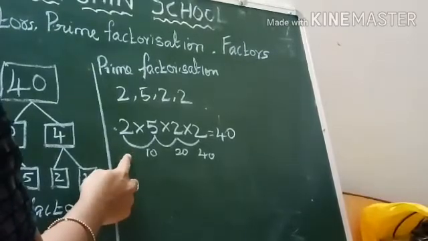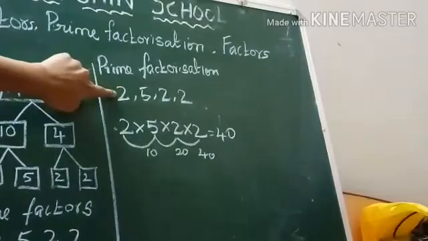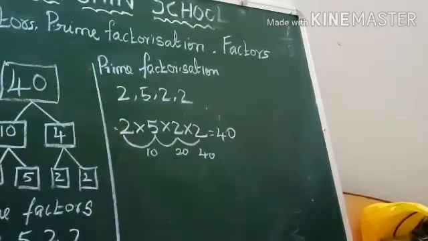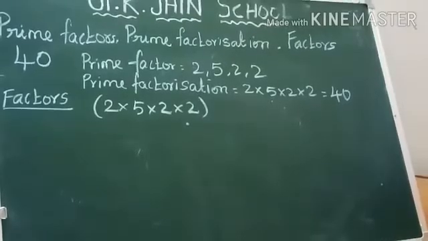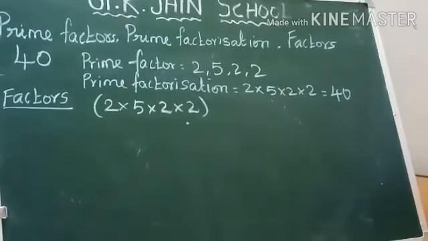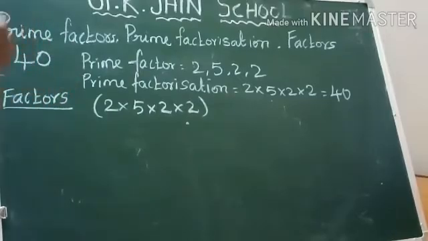So this is a method to find the prime factorization. So this is prime factors and this is prime factorization. Got it? So students, listen. 40's prime factors are 2, 5, 2, 2. And 40's prime factorization is 2 into 5 into 2 into 2.